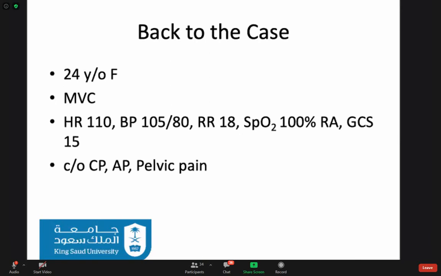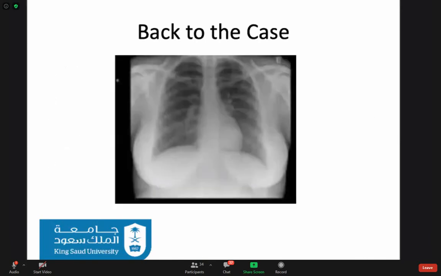We don't do a CBC now, but if you're going to insert an IV line to give fluids, you may as well get the labs and then send them. So you can get the CBC. But yes, it's not a priority now. Now we are actually going to use the adjuncts, the FAST and... Okay, so we want to do the primary survey adjuncts.